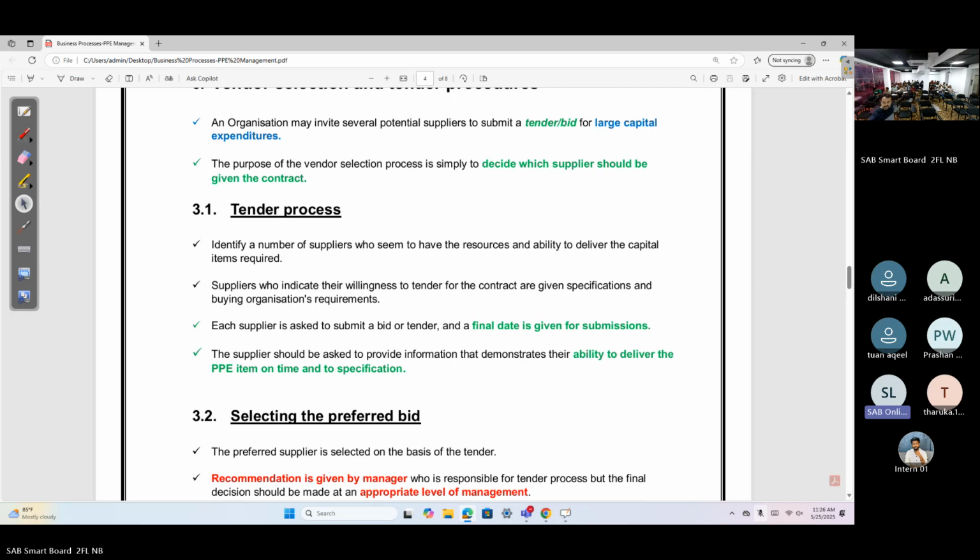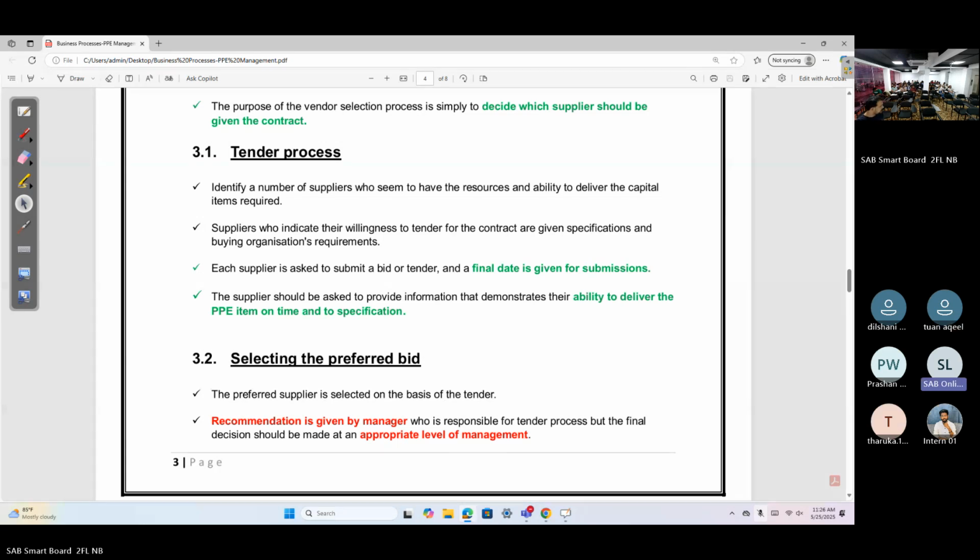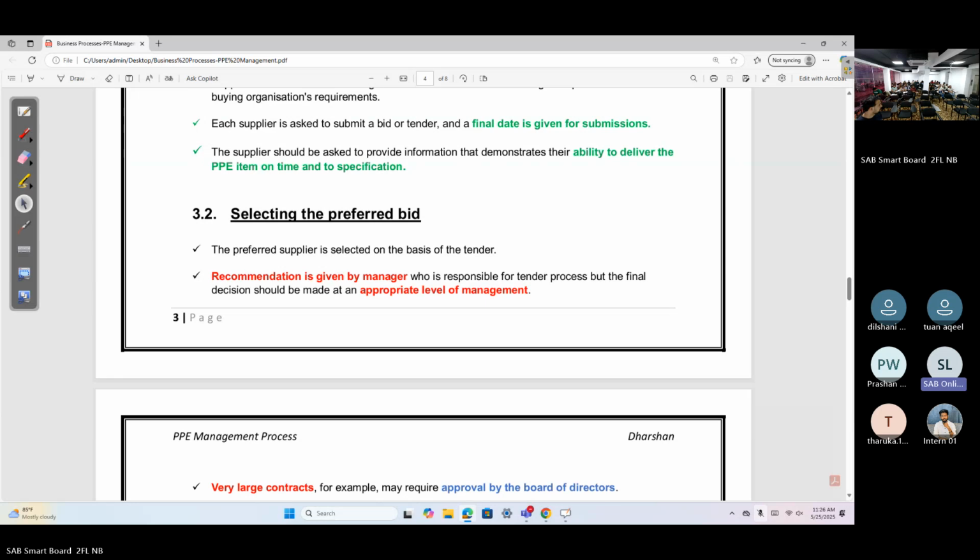Okay. So then each supplier is asked to submit a bid or tender, and a final date is given for submissions. The supplier should be asked to provide information that demonstrates their ability to deliver the PP item, on time and to specification. So this is the tender process. Preferable bid. Always low cost, low price. Which tender do we normally select? Always low price. The preferred supplier is selected on the basis of tender.